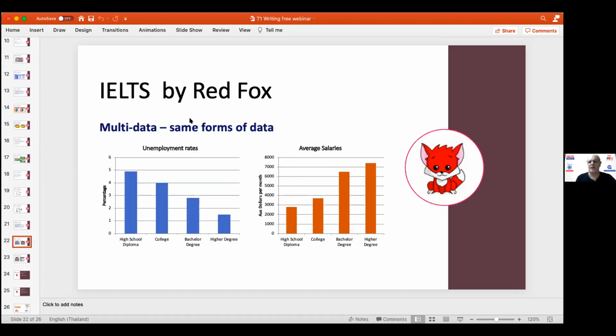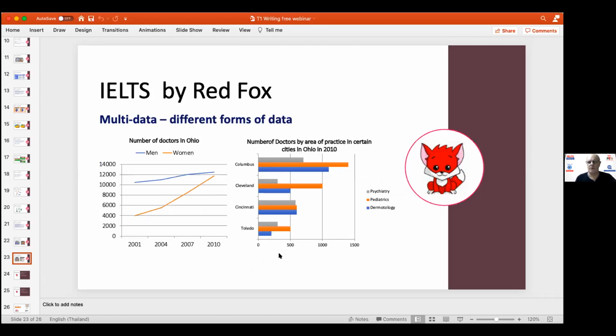Now, I think you have there the overview, okay? When we have two charts that are the same form of data, here we've got two bar charts, you will normally find a direct link between them, and that will be the overview. So here we can see that people who have the highest form of qualification have the lowest chance of unemployment, and they make the most money. So that's the link. You have a job and you'll make more money. That's the link.